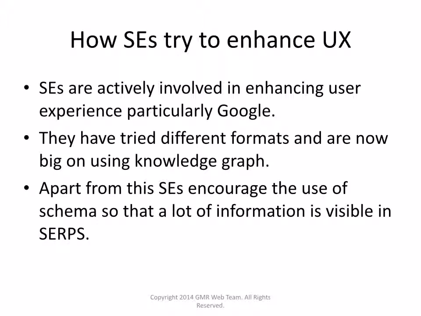Search engines like Google work on different formats. They sometimes show image searches, they sometimes show YouTube results. Google tries to incorporate the knowledge graph. And apart from that, they encourage us to use schemas so that a lot of information of the website is visible in the SERPs itself, which in turn influences the CTR.